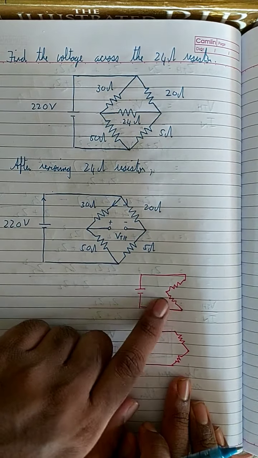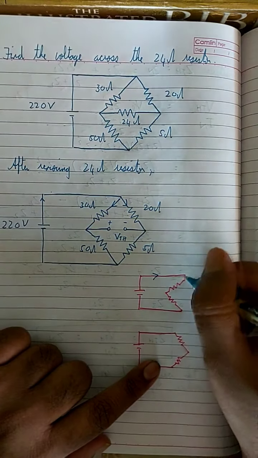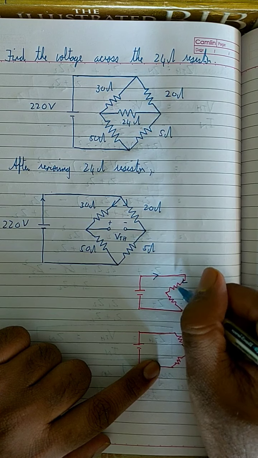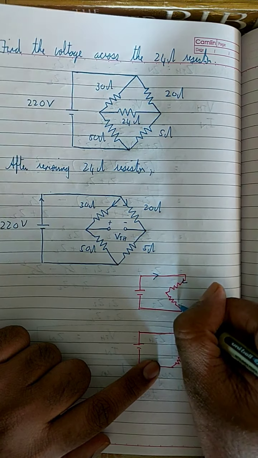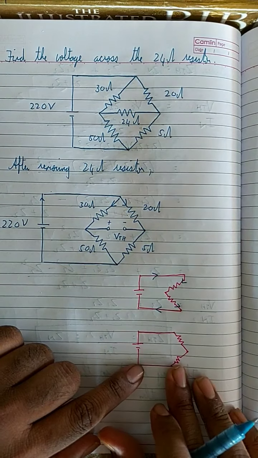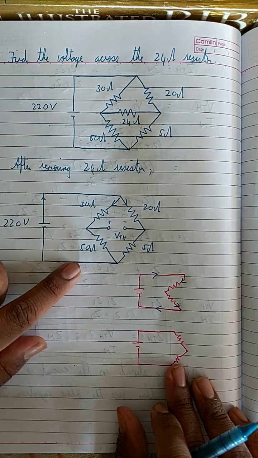What I'm talking about is this circuit. The current I1 flows like this, then goes through the 30 ohm, then through the 50 ohm, and then into the negative terminal of the battery. This is one direction of the current, and I'm assuming the name of that current is I1.